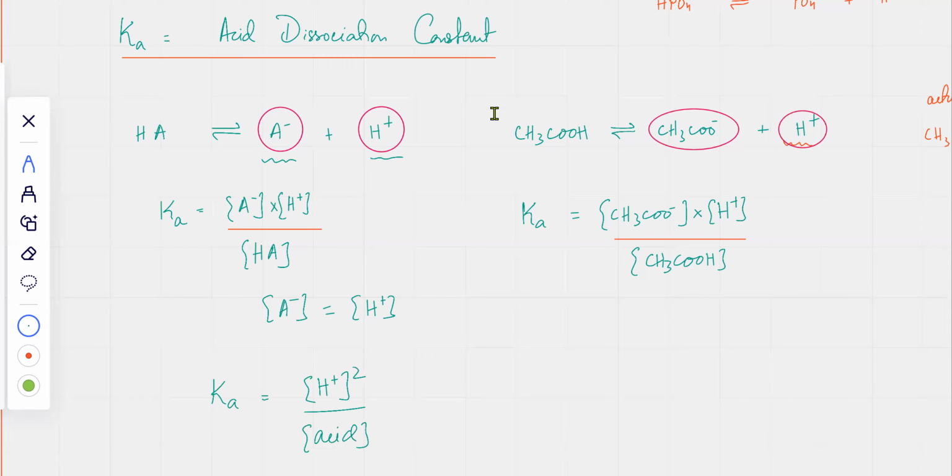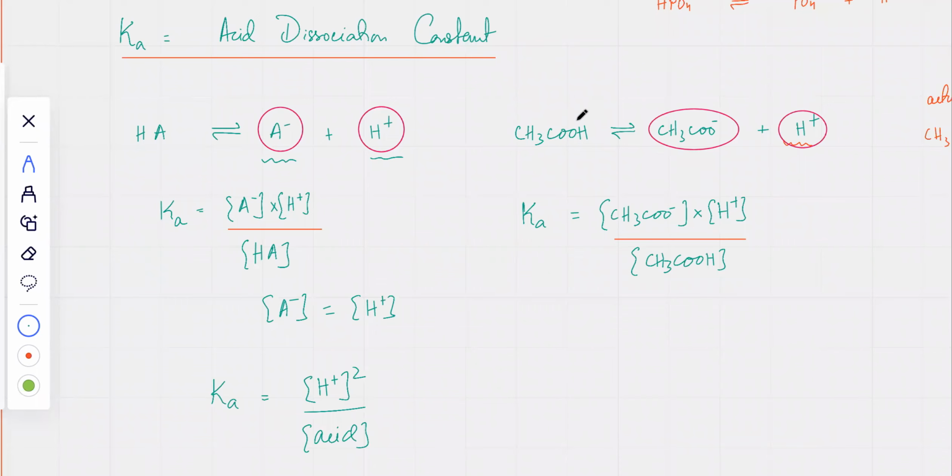So how did H plus 1 ion become a square? It's clear that A minus 1 concentration and H plus 1 concentration are the same. No, it's not clear, how? If one molecule dissociates, ionizes, one A minus 1 and one H plus 1 would be produced, right? Alright, okay.